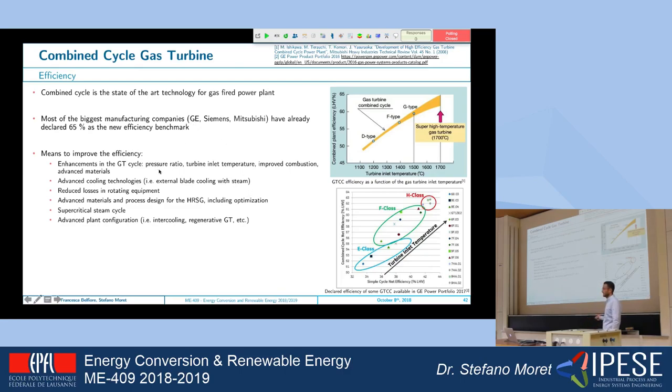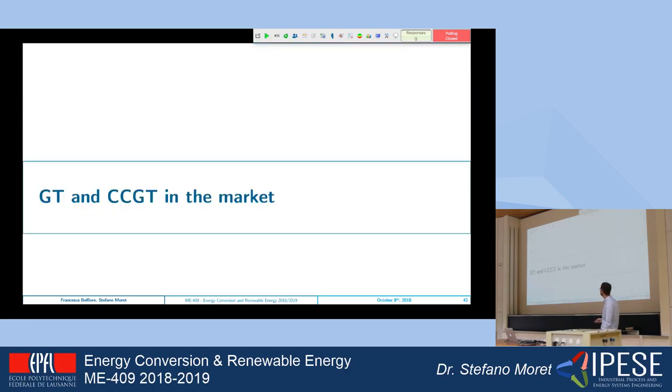Today, what most producers mention is that we can reach probably up to 65, okay? And of course, in the gas cycle, in the combined cycle, you can do both the improvements that you saw in the steam cycle lecture and in the gas turbine lecture. So when we talk about heat recovery, superheating, and so on, all these things can be combined and are actually combined in real cycles, okay?